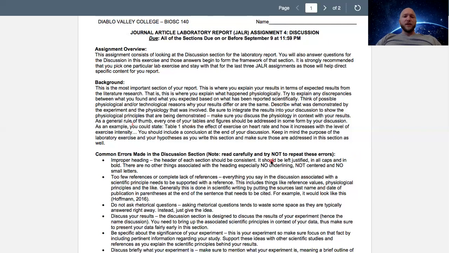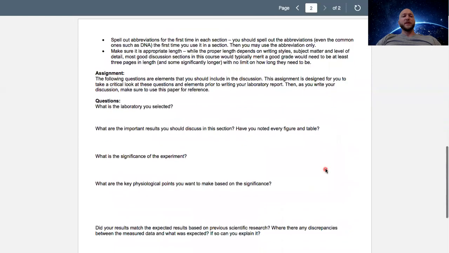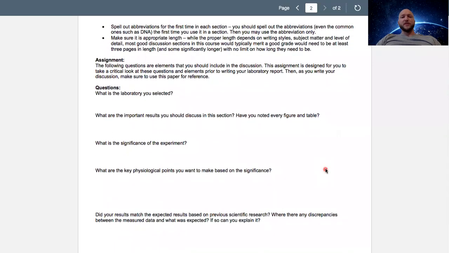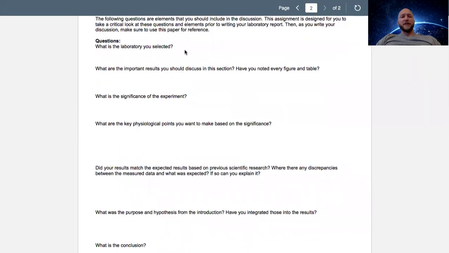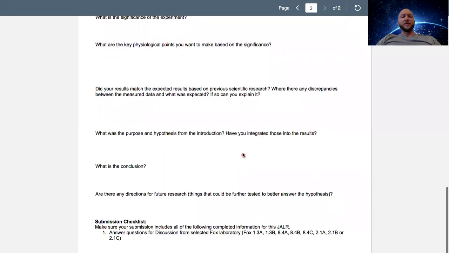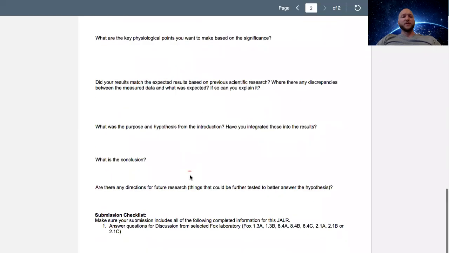Once you get into the questions, work through these questions with regards to the experiment that you chose. And when it comes time to do your final laboratory write-up, you can pull out this assignment and you'll have half of your assignment already written just by going through these questions.